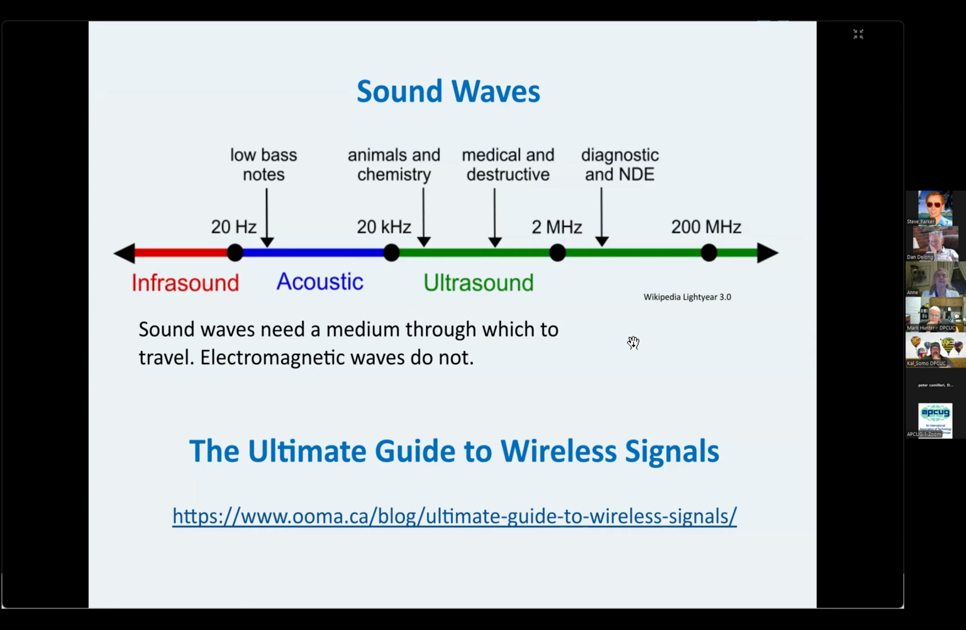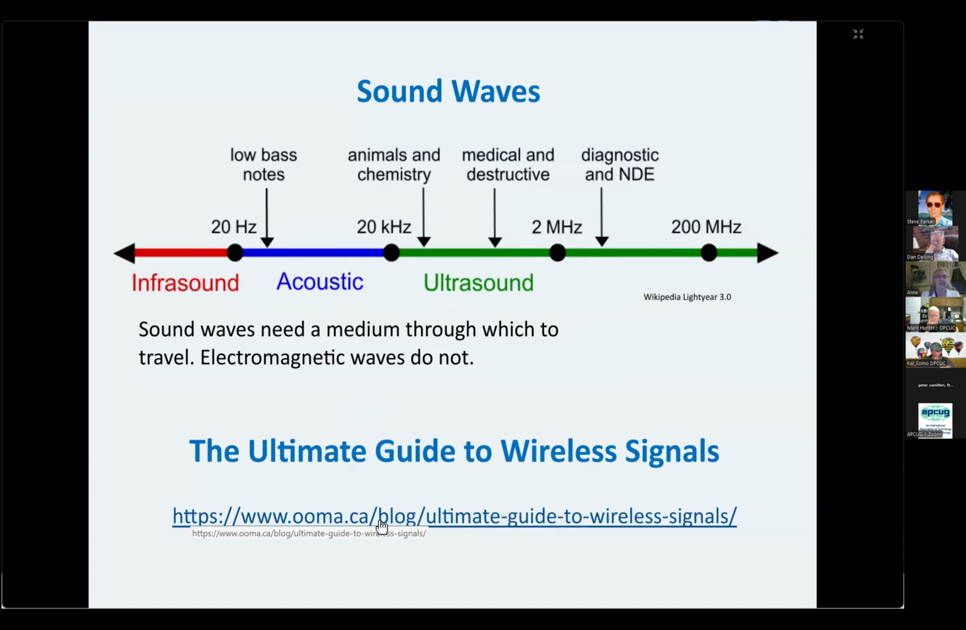Also, I'm going to limit this to communication between devices. There's a lot of communication that's not between devices, but that's what we're interested in.